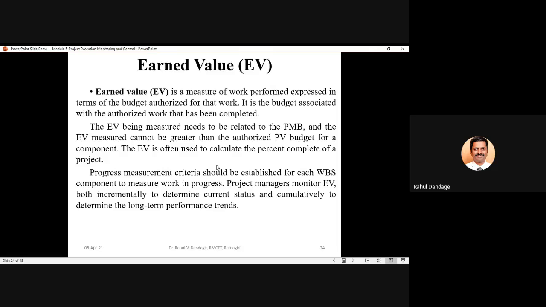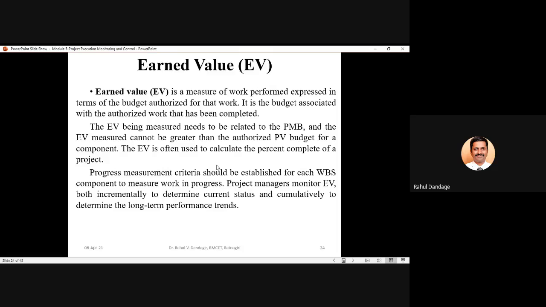Earned value is often used to calculate percent completion of a project. So whenever we know the earned value, it is useful to understand the percentage completion of your project. Progress measurement criteria should be established for each work breakdown structure component to measure the work in progress. Project managers monitor the earned value both incrementally to determine current status and cumulatively to determine the long-term performance trends.